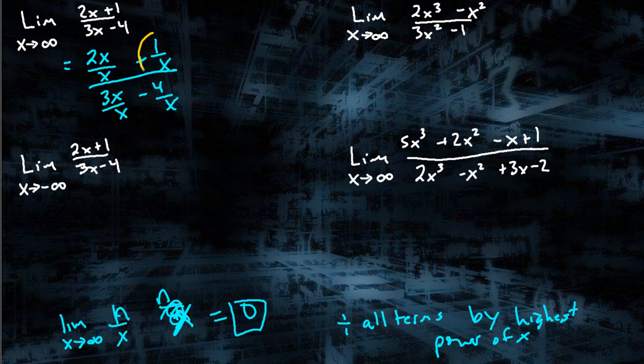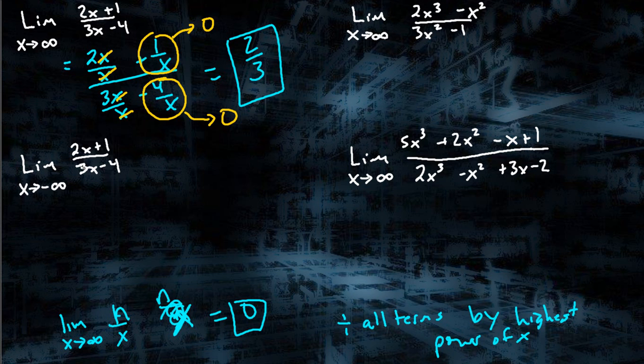Now, this one, as x gets really big, that's going to go to 0. So it doesn't matter. And this one, as x gets really big, that's going to go to 0. And then, of course, x over x, those cancel. So what am I left with? Well, my limit then is 2 over 3. So my limit is 2 over 3.